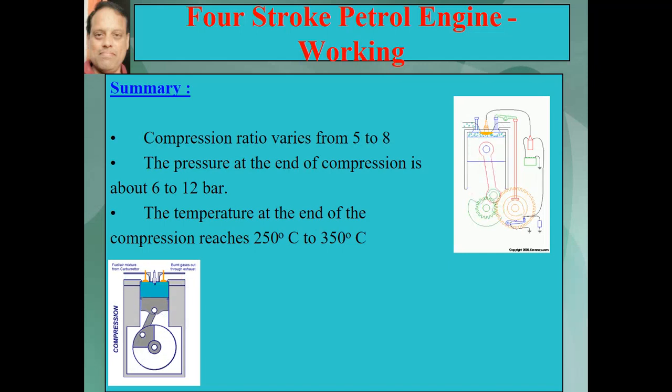Compared to the atmospheric pressure, about 6 to 12 times compression pressure is created in the combustion chamber. Temperature also is created, and compared to the normal room temperature, about 10 to 15 times higher temperature is created. So these are all making the operation of an IC engine based upon the petrol engine very effective and feasible in day-to-day conditions.